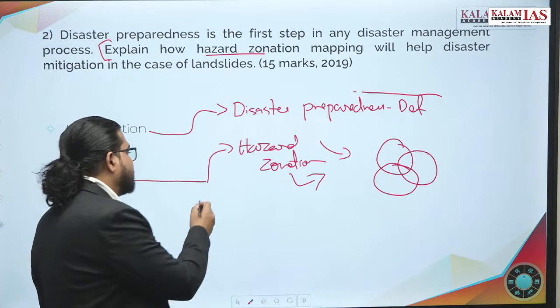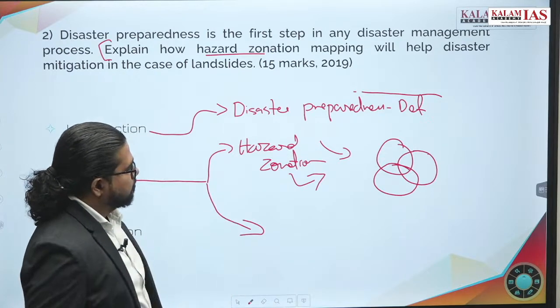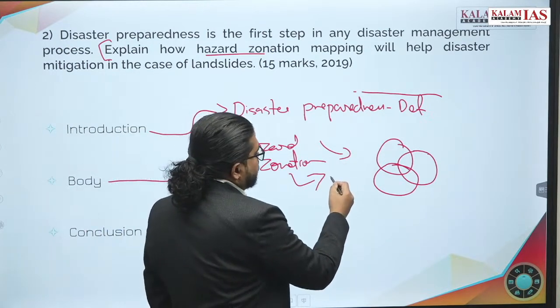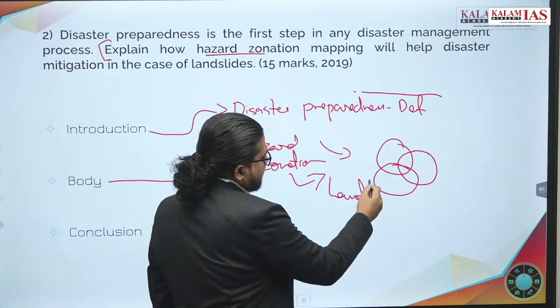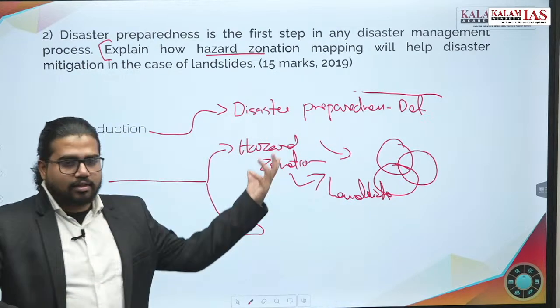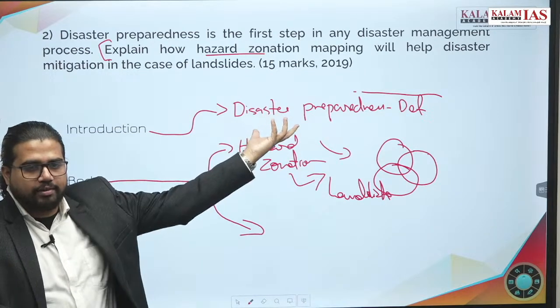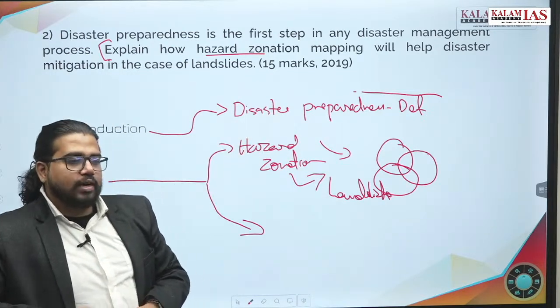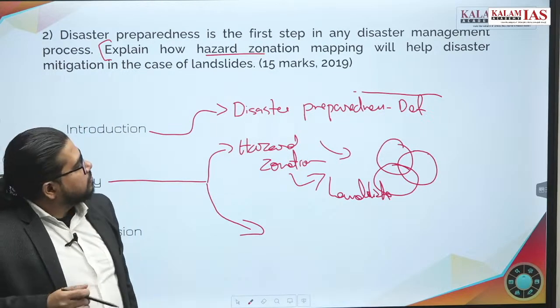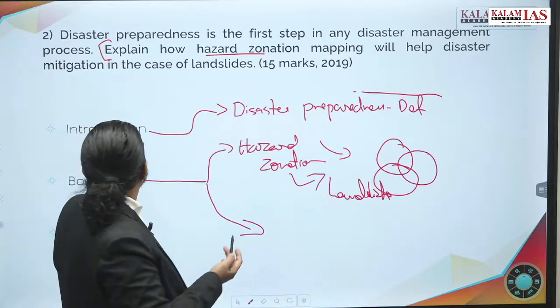What next? You can write this more specific to landslide. You don't need to write everything or any other aspect, because the question is only regarding landslide. What next? How will it help disaster mitigation?